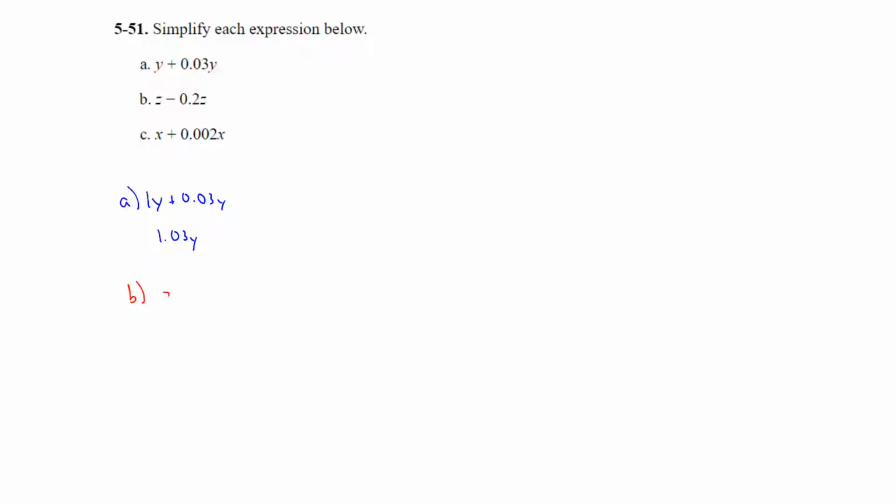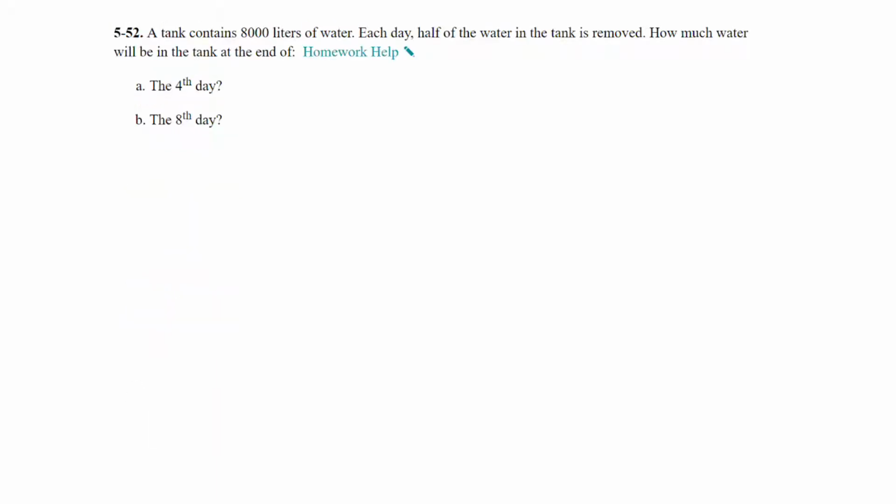B, similar, z minus 0.2z. So that's 1z minus 0.2z. That would be 0.8z. And then on C we have x, or 1x plus 0.002x, and that should be 1.002x. So on 51, we're just simplifying by combining our like terms. Really what this one is kind of helping you with is in front of the variable, if you don't see anything, it does have a coefficient of 1.